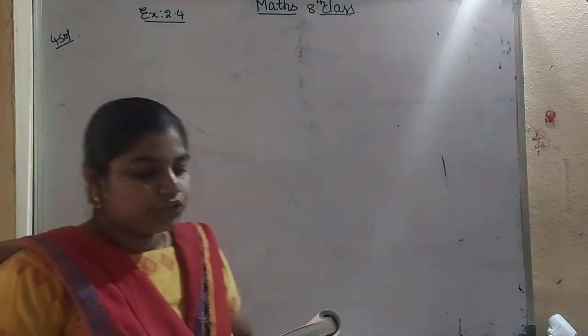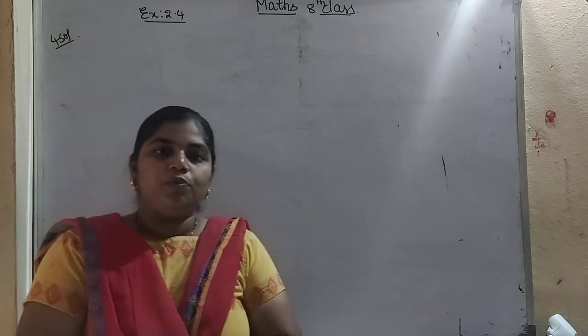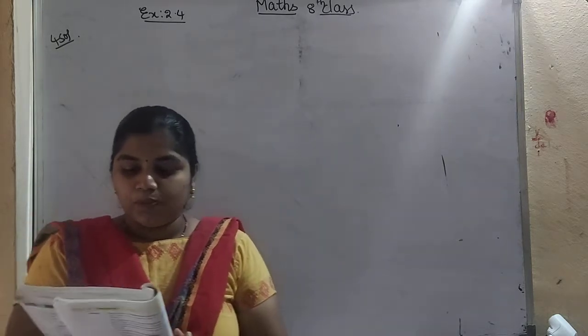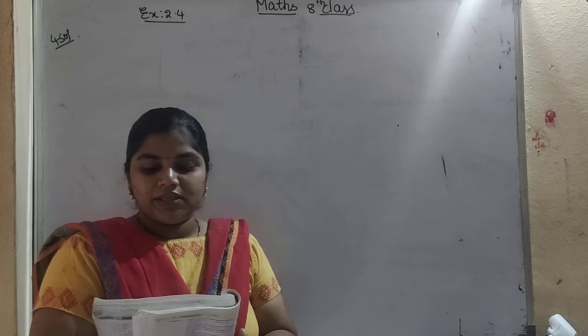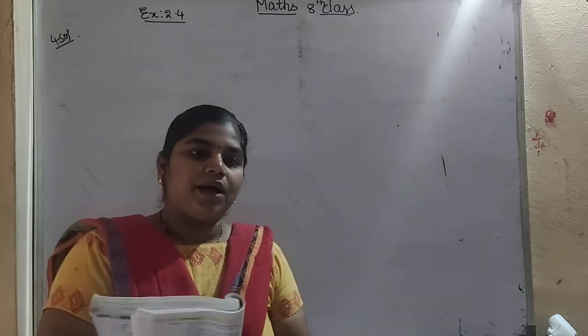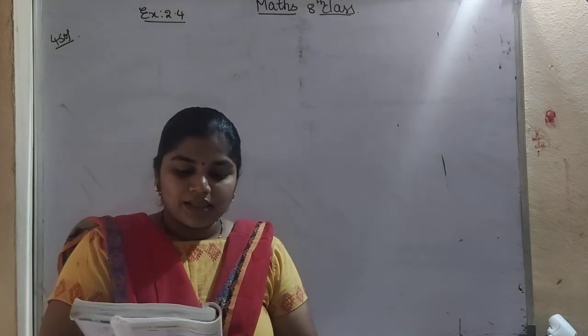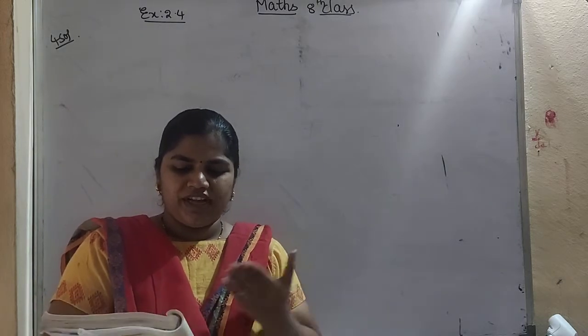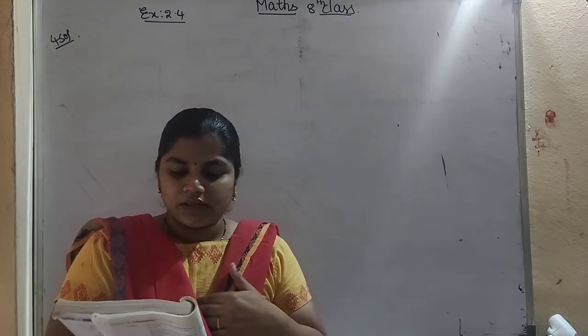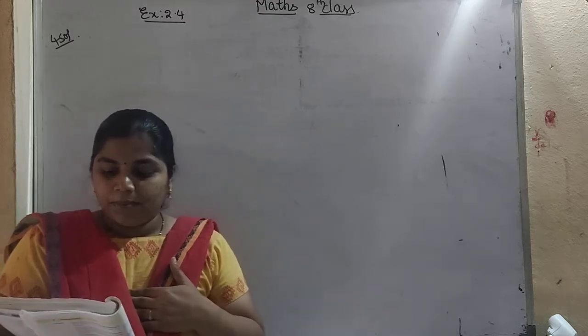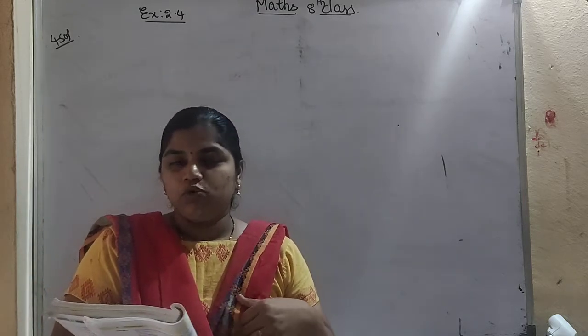What is the fourth solution? A number has been divided into two parts such that one part is 10 more than the other. If the two parts are in ratio 5:3, we already did a problem like this in the previous exercise. Find the number and the two parts.